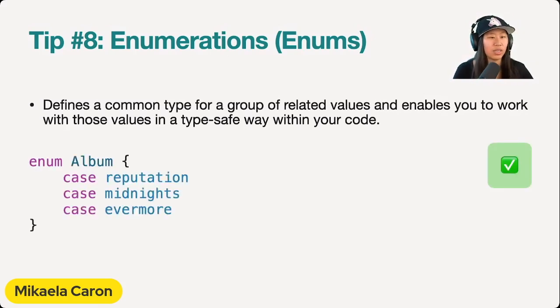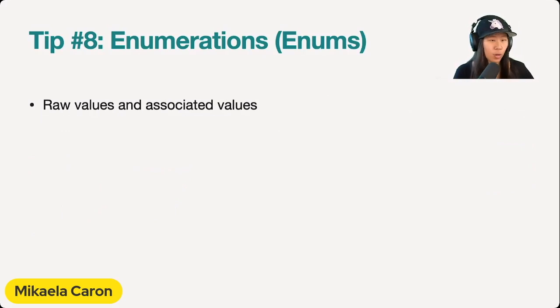So this would look like if we had an enum called album with these 3 different cases of reputation, midnights, and evermore. This is a normal enum, but the real power of enums comes from different things that we can do with it. Enums have what are called raw values and associated values.